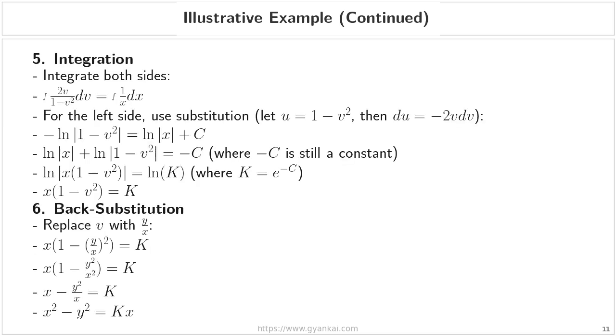Finally, we reach step 6, back substitution. Remember, our goal is to express the solution in terms of our original variables, x and y. So, we must replace every instance of v with y over x. When we plug that in, we get x times the quantity 1 minus the fraction y squared over x squared. If we distribute that x into the parentheses, the first term becomes x, and the second term becomes y squared over x. To clear the fraction, we multiply the entire equation by x, which leaves us with x squared minus y squared equals k times x.